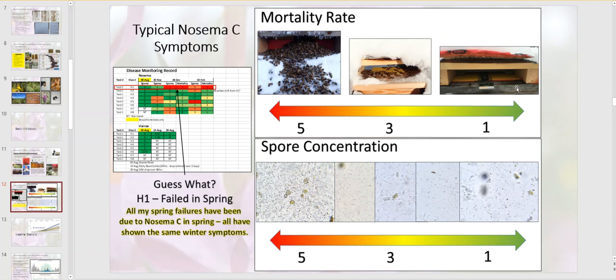Here it's just my ranking system. So when I do my monthly checks on my winter hives to see how many dead bees are out front of each hive, I do take samples off of each of these landing boards, and then I do a spore concentration because I follow the exact same procedure for each one, and it just gives me an idea of what's going on. Typically, high spore count and high mortality equals a hive that won't make it past late May to June.